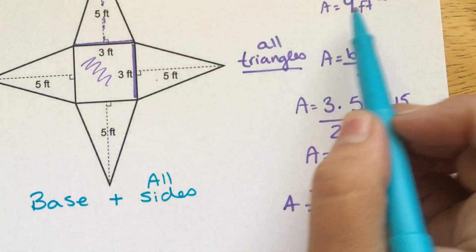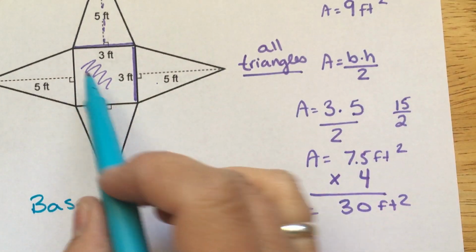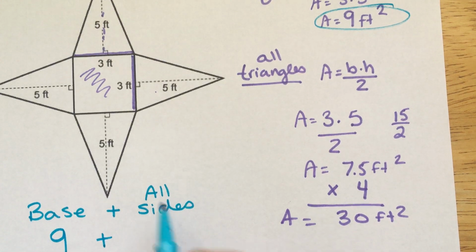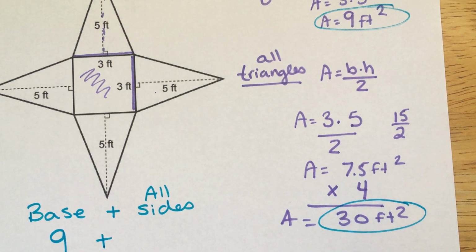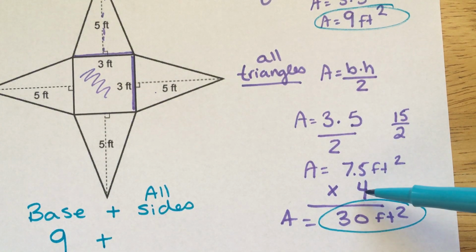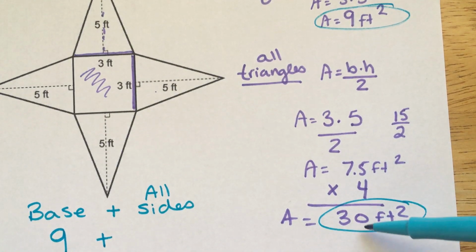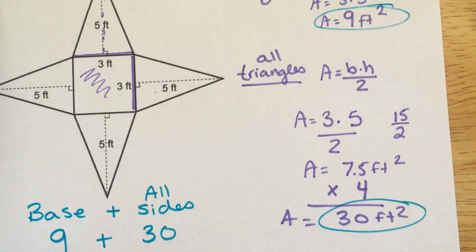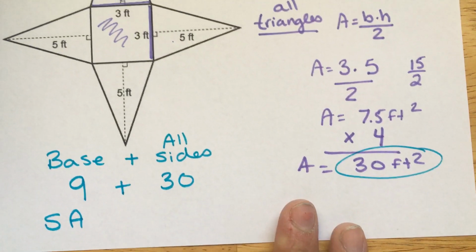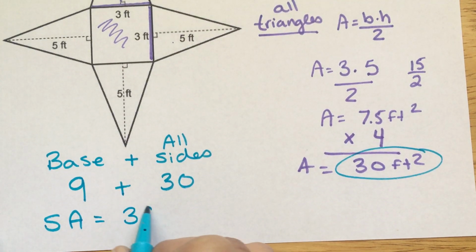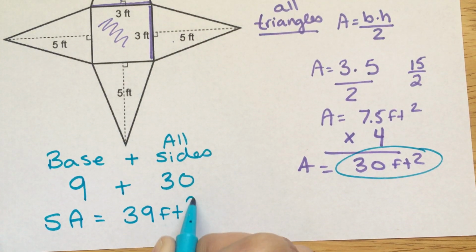So I'm going to look at my base, and my base was the square, which I know was 9 feet. So it's going to be the 9 plus all of the sides put together, which we figured out was 30, because we figured out how much one side is. We multiplied it by 4 because there's 4 sides, and we got 30. So my surface area of this square pyramid is 39 feet squared.